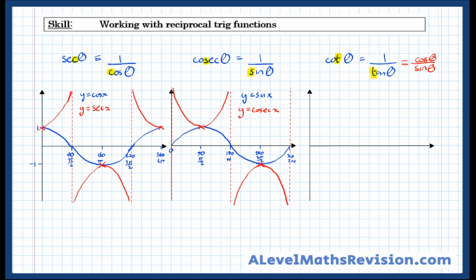Now let's move on to y equals cot x. So do the same, draw the tan graph, and use the same logic to deduce the shape of the cot graph. So there's the tan graph there. Now you might want to pause it and try and deduce the cot graph yourself.